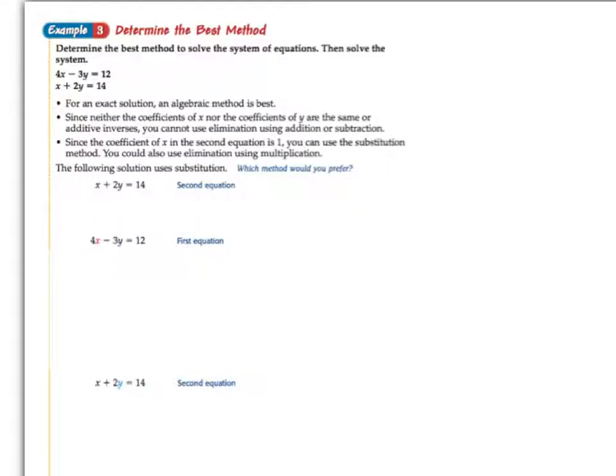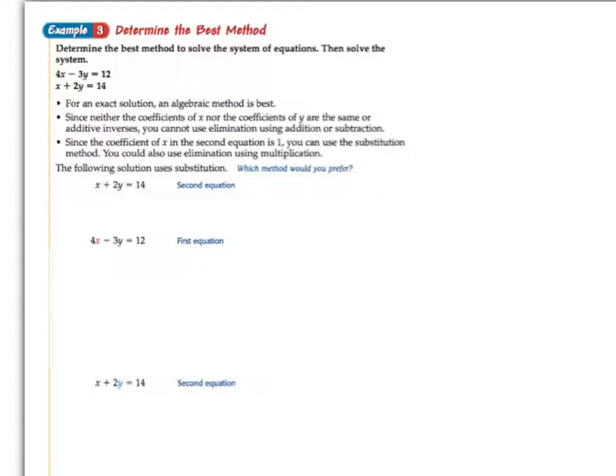Now for this last one, example 3 says determine the best method. So we have 4x minus 3y is equal to 12 and x plus 2y is equal to 14. You have to decide, is it better to use substitution or elimination or graphing to figure out our solution? Sometimes some people might like elimination better. Sometimes some people might like substitution better.